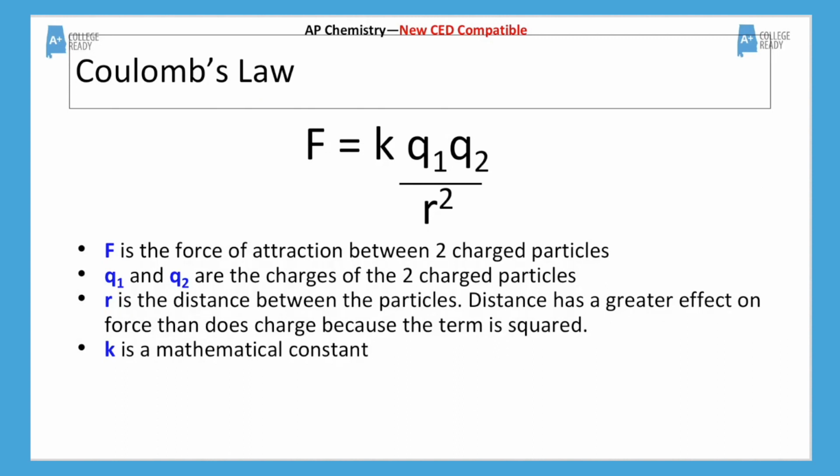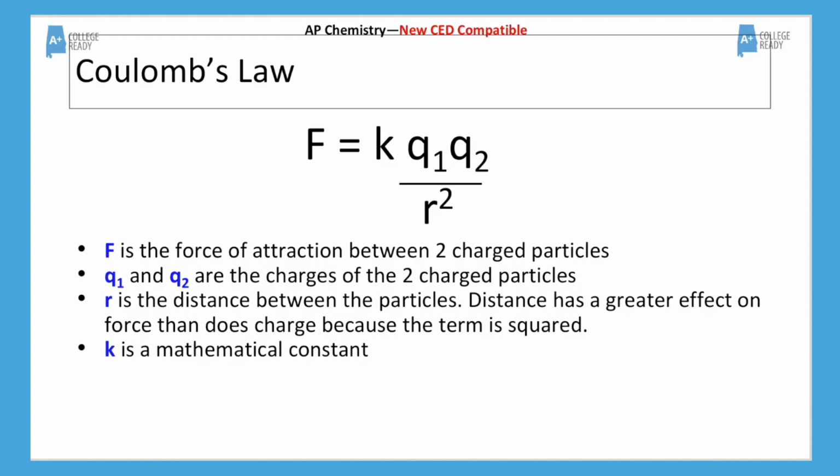So in Coulomb's law, notice all the definitions of the variables are at the bottom. F is the force of attraction between two charged particles. Q1 and Q2 are the actual charges of the particles, so like positive 1 and negative 1 if we had NaCl. R is the distance between the particles, and distance has a greater effect on the force than does the charge because the term is squared. And then K is the constant.